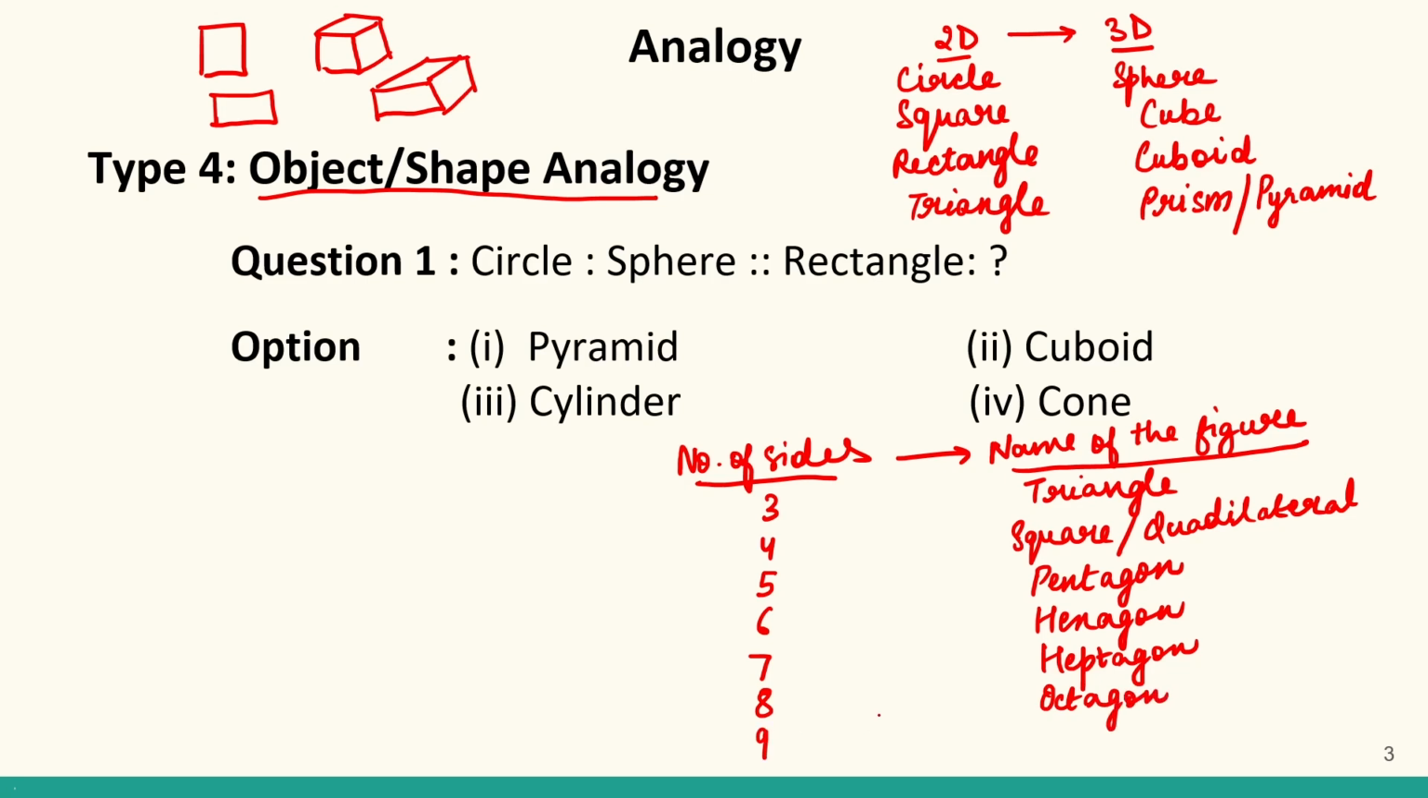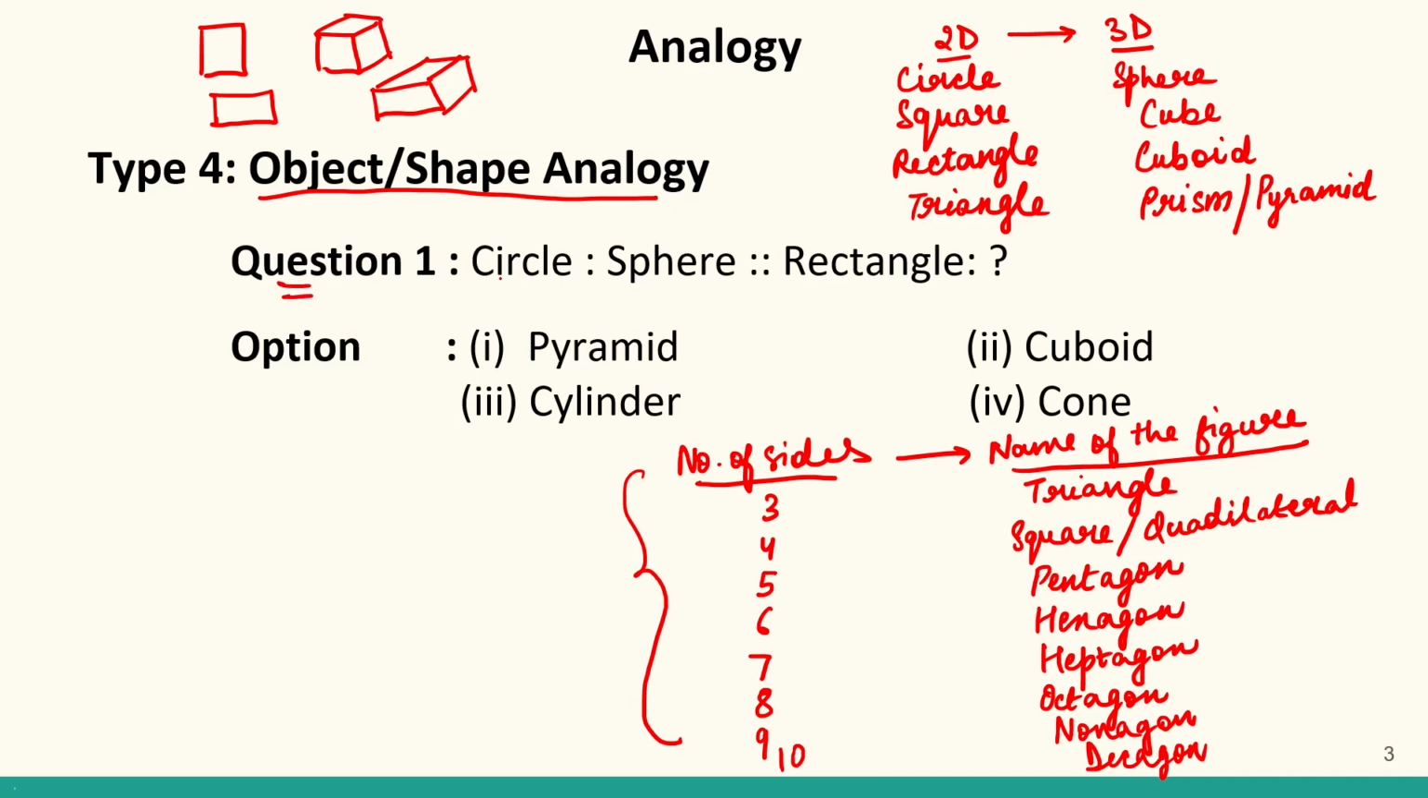Similarly, if it has 9 sides, it will be called a nonagon. And if it has 10 sides, it is called a decagon. So all this information we have discussed earlier, and the reason I am repeating them is for you to understand them better and also for you to learn them, because these will come handy when we will solve questions related to object shape and analogy.